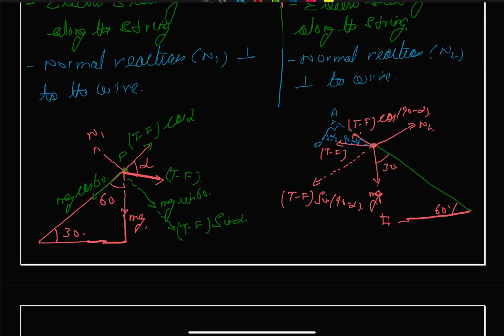Downward we have our mg, and this mg once again we can divide into two components. One will be along this line, which will be mg cos of 30, and the other one will be along this line, mg sine of 30, and this is our Q. And this angle will be nothing but alpha. So T minus F sine of 90 minus alpha, we can write as T minus F cos of alpha, and on the other side we can write T minus F sine of alpha. And these are all the respective forces acting on P as well as Q.